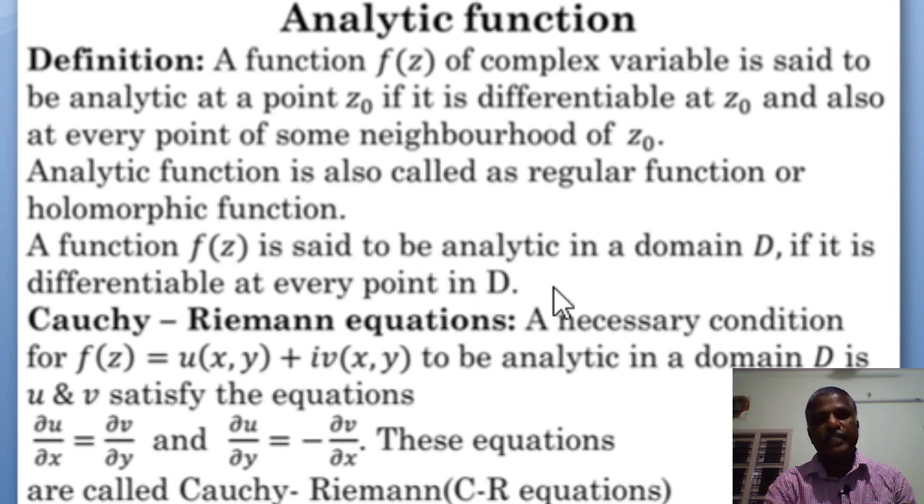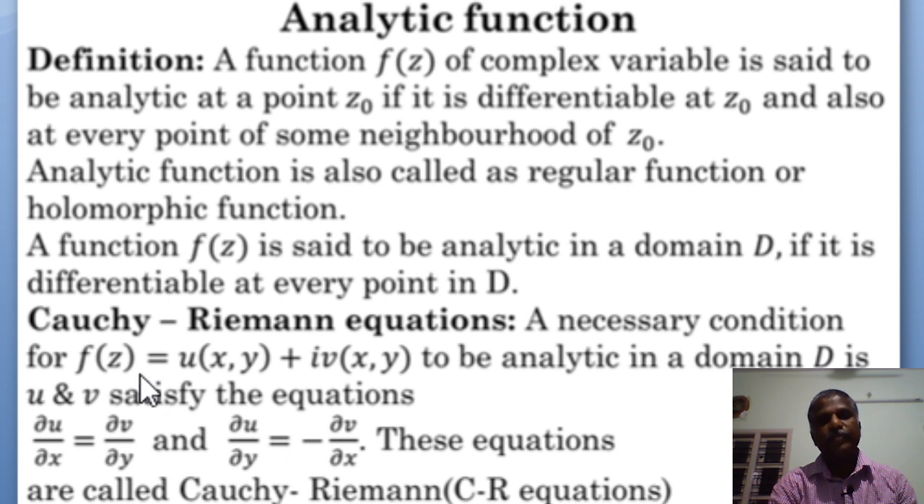Now, let us see a necessary condition for an analytic function. The necessary condition is given in terms of equations called the Cauchy-Riemann equations. The Cauchy-Riemann equations are the partial derivatives satisfying dou u by dou x equal to dou u by dou y and dou u by dou y equal to minus dou u by dou x. These equations are called Cauchy-Riemann equations.